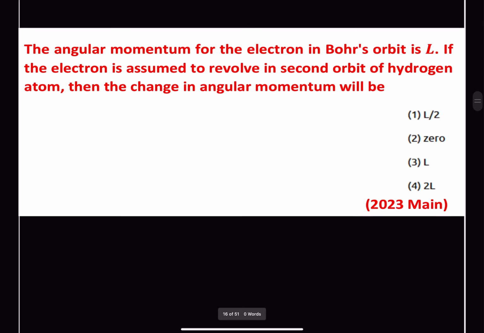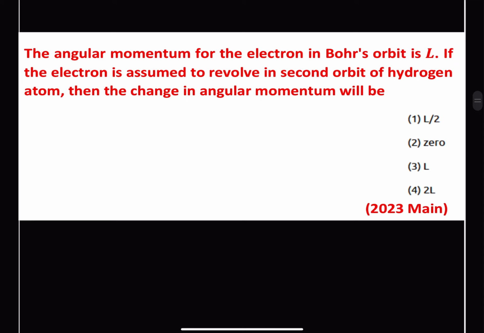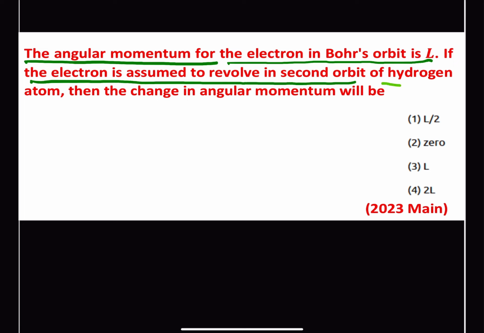Next question. It states that the angular momentum for the electron in Bohr's orbit is L. If the electron is assumed to revolve in the second orbit of the hydrogen atom, then the change in the angular momentum will be. Okay. So for the Bohr orbit, the angular momentum is given as L, and we have to find out, when it is revolving in the second orbit, what will be our change in the angular momentum.